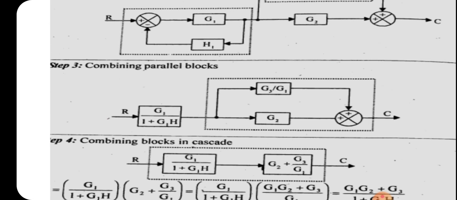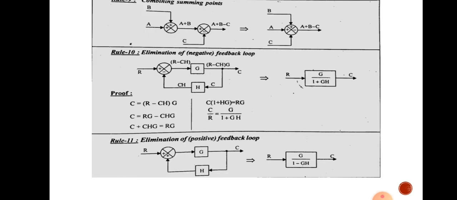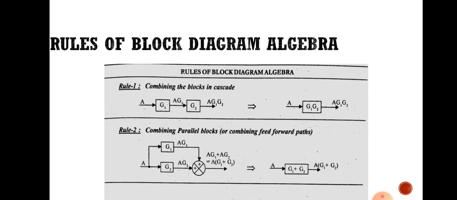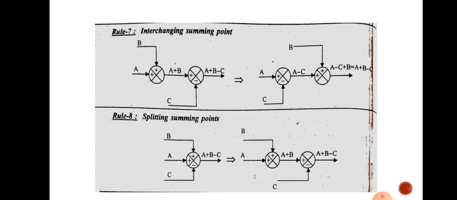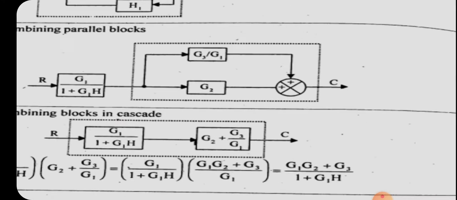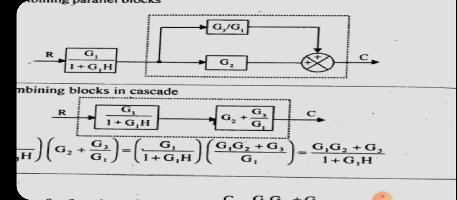It is seen that this is a connection similar to parallel branches. When two blocks are in parallel, we can solve it by adding those blocks. This diagram is similar to the diagram shown in rule number 2. In rule number 2, two blocks are connected in parallel and their outputs go to the summer, where both are added, so these connections are parallel. In the case of parallel blocks, or combining the feed forward path, we get the transfer function G1 plus G2. So we can apply rule number 2.